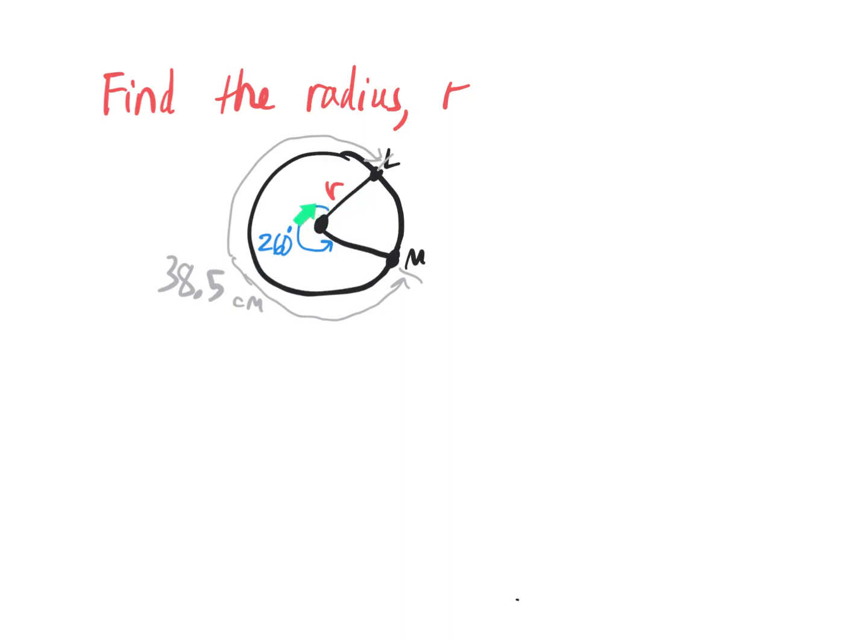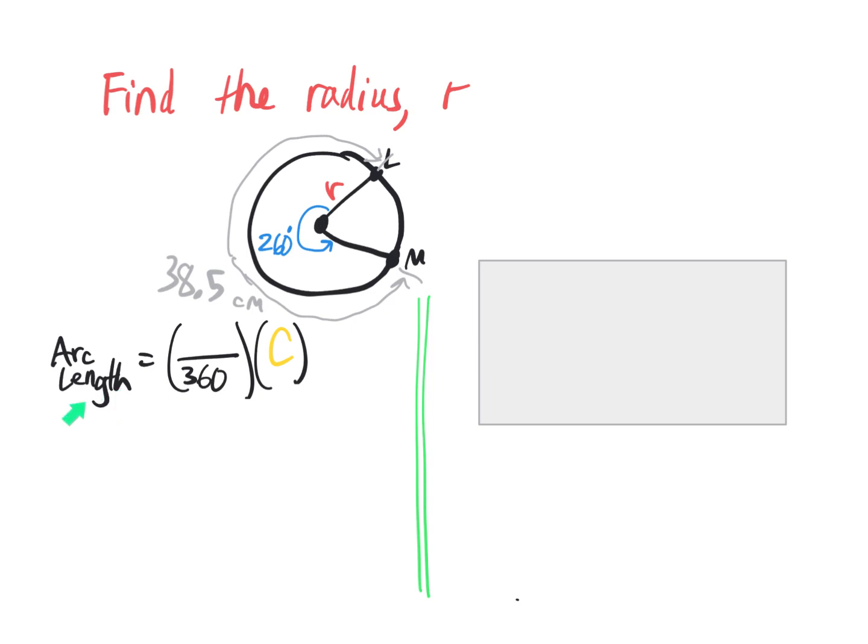In this problem, this central angle is 260, and the arc, this very big major arc, is 38.5 centimeters. Find the radius. There are two different ways. Let's start on the left side.